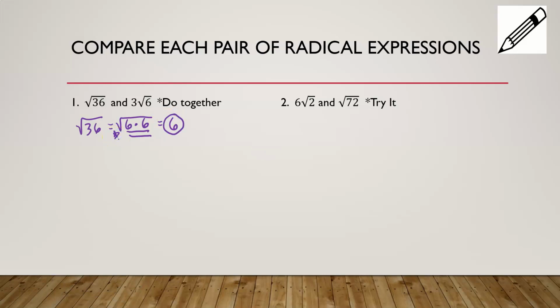Again, hopefully you just know that the square root of 36 is 6, but that idea that I had two 6's times itself under the square root symbol and I could take the 6 out is going to be important when we get to more complex problems. All right, so the square root of 36 is just 6. Having said that, it is different than 3 root 6. So sometimes if they ask you to compare, they're really just looking for, is it the same or different? So in number 2, we're going to take the square root of 72. We're going to simplify it and see if it's the same or different as 6 root 2.